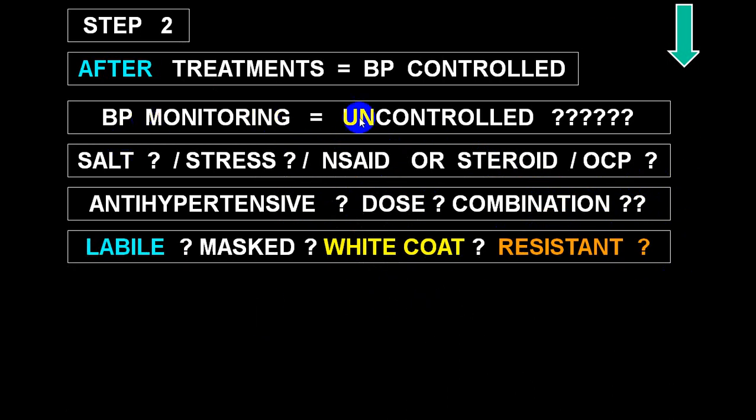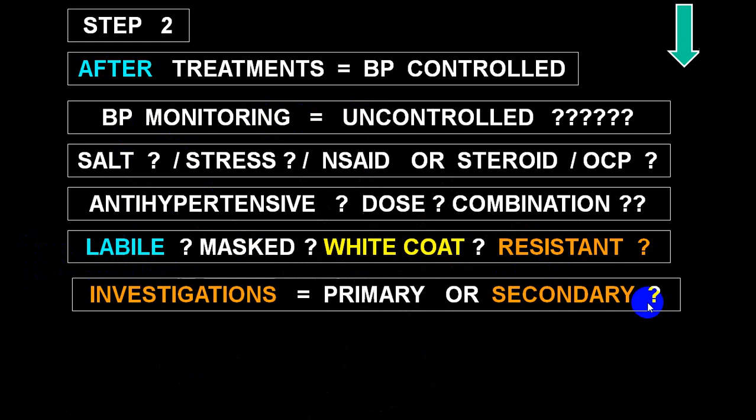Have proper blood pressure monitoring, like ambulatory blood pressure monitoring. Rule out labile, masked, white coat, resistant hypertension, etc. And then do investigation for primary and secondary. Rule out secondary cause. These are all the things which interfere with what we call BP control. So again, salt, stress, NSAIDs, steroids and oral contraceptive pills.